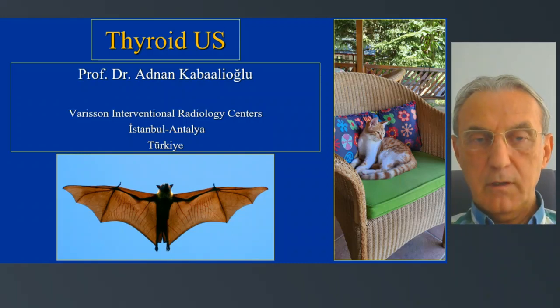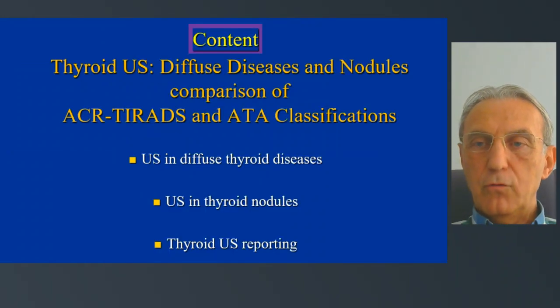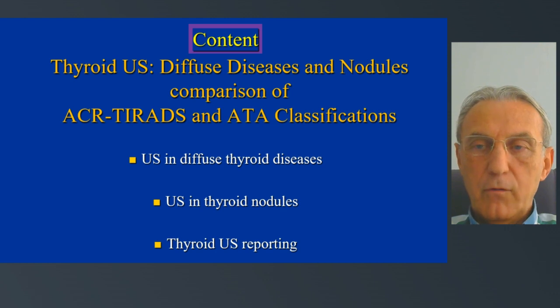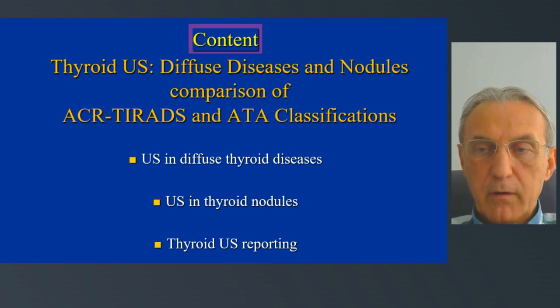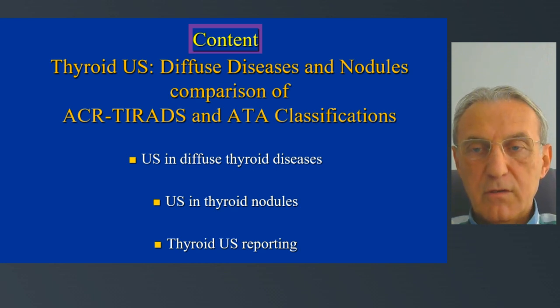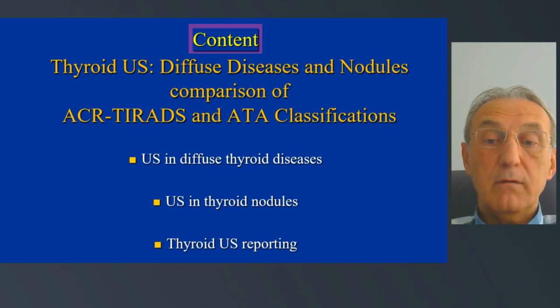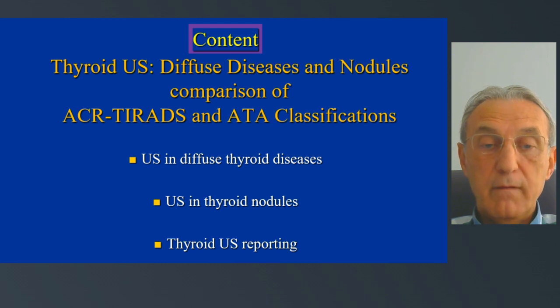Hello, I'll talk about thyroid ultrasound today. In this presentation, I'll talk about thyroid ultrasound and its use in diffuse diseases and nodules of the thyroid, and I'll compare the ACR TI-RADS and ATA classifications. So we'll talk about both diffuse thyroid diseases and ultrasound in thyroid nodules, and talk a little bit about reporting.